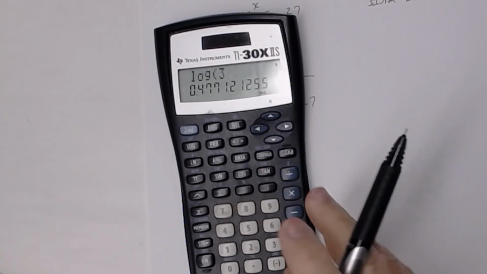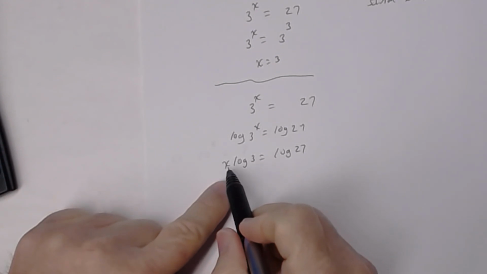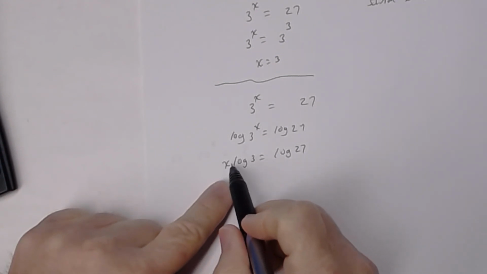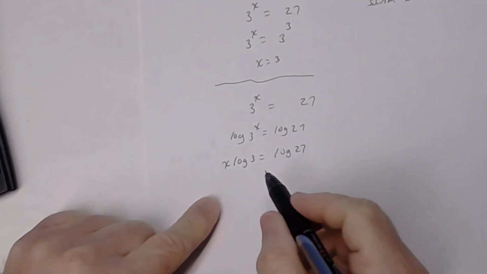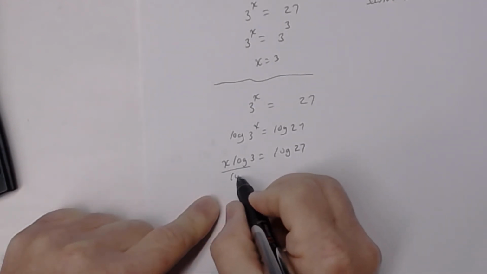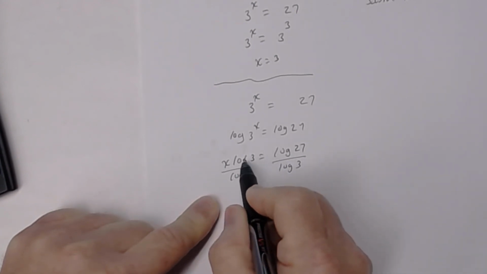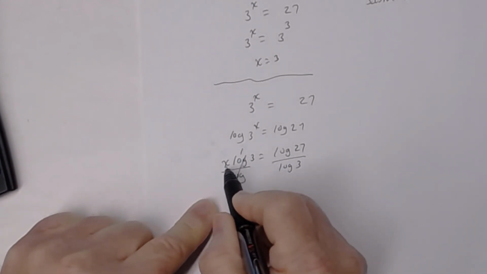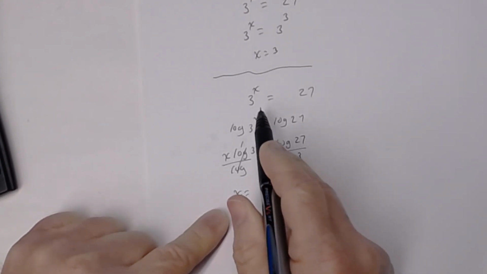0.47712 and so on. All right, so it's a number. So to get x by itself, right now x is multiplied by the log of 3, and the opposite of multiplying by the log of 3 is to divide by the log of 3. So I'm going to divide both sides by the log of 3, just like this. The log of 3 divided by the log of 3 is 1. 1 times x is x, and so I've solved the equation.